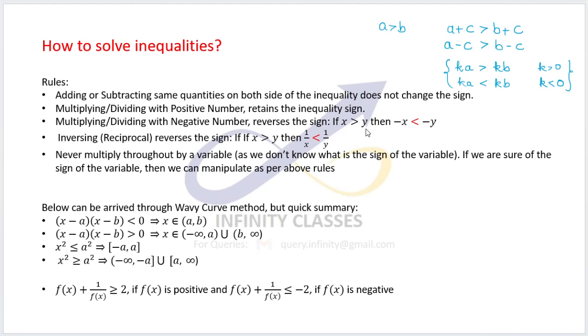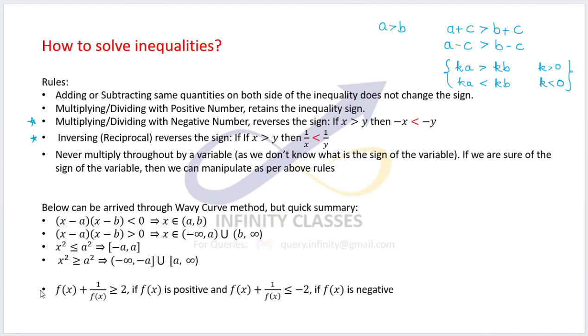So if x is greater than y, minus x will be less than minus y. Also reciprocating the expressions is going to reverse the sign. So if x is greater than y, then 1 by x is going to be less than 1 by y. So we have to be very careful here, particularly in this and this. These are key statements altogether. So that's why what I've said in this statement is never multiply throughout by a variable, because we don't know the sign of the variable. If we are sure of the sign of the variable, we can manipulate as per the above rules. So we have to be very careful around it.